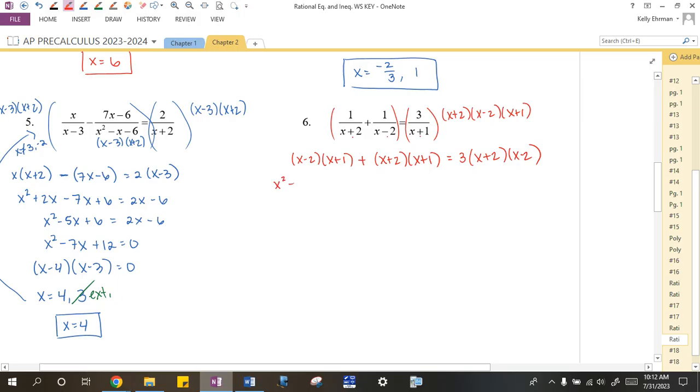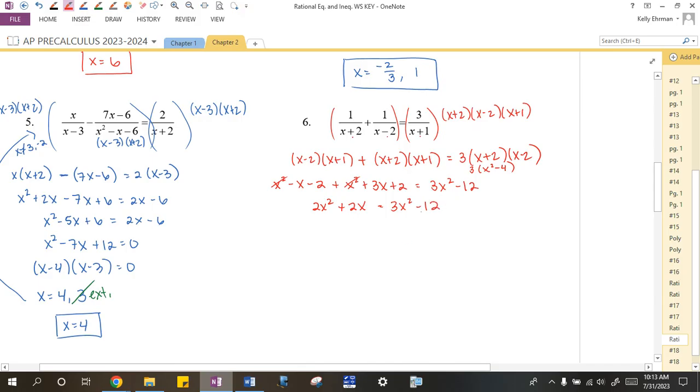So x squared minus x minus 2 plus x squared plus 3x plus 2 equals, now this is going to be, I don't want to write this on a separate line, 3 times x squared minus 4, so 3x squared minus 12. And I want to clean up the left side first because it'll be too much for my brain to keep track of. So 2x squared. Negative x plus 3x is plus 2x. Negative 2 plus 2 cancels. So that's not so bad.